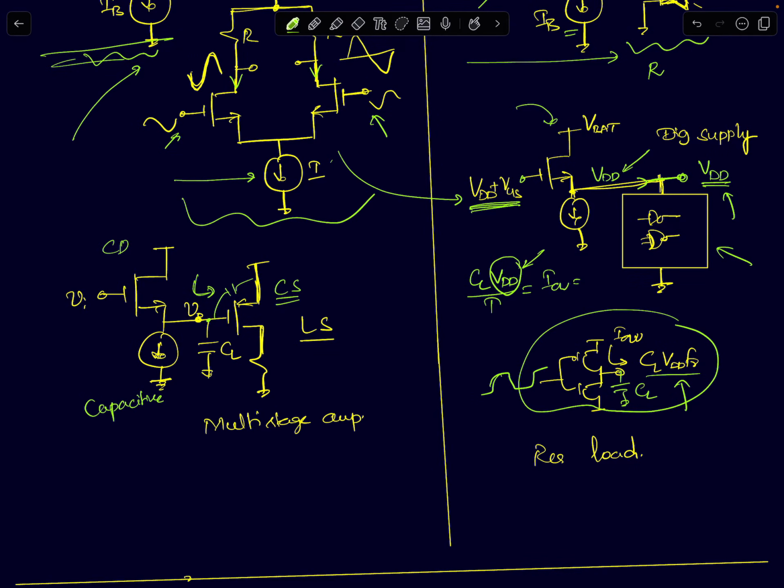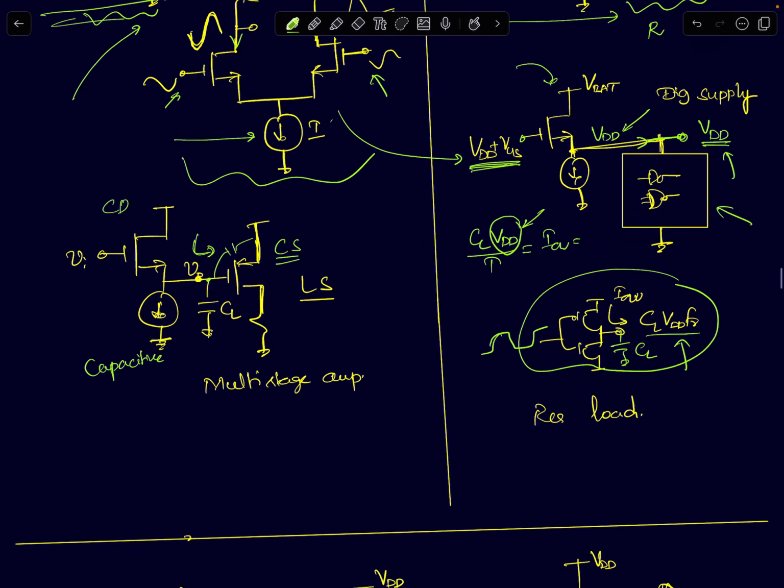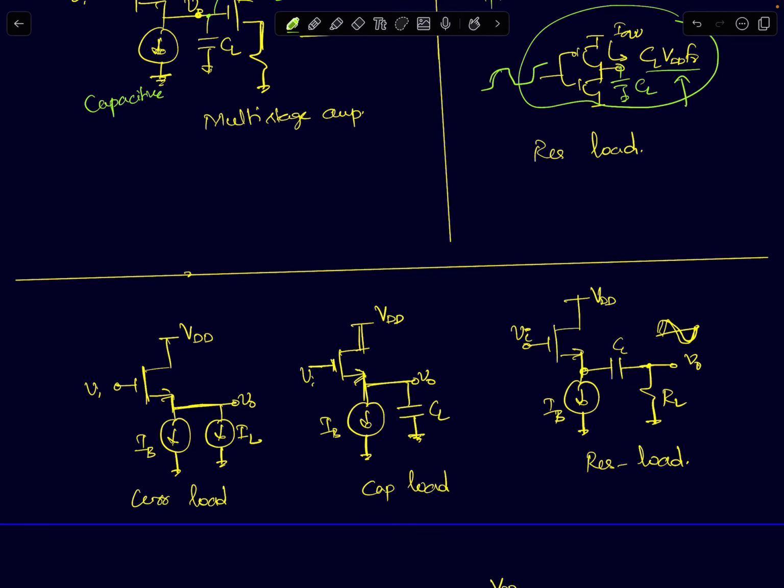So totally I've shown you different examples of common drain amplifiers or source followers, where the load can be a resistor, a capacitor, or a current source. A current source load is constant. You can treat it like a capacitive load. It's always constant, and the average current is independent of the output voltage. Resistive load, on the other hand, the average current is proportional to the output voltage.